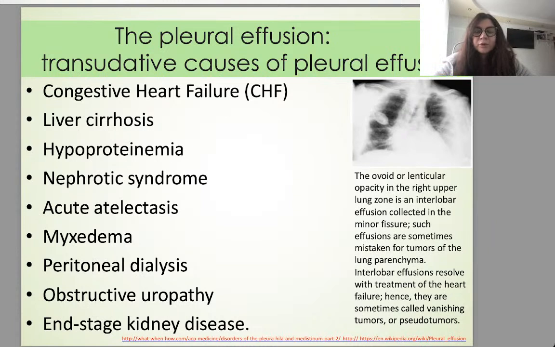Transudative causes include the most common cause, congestive heart failure. Moreover, it can be caused by liver cirrhosis, hypoproteinemia, nephrotic syndrome, acute atelectasis, myxedema, peritoneal dialysis, obstructive uropathy, and end-stage kidney disease.